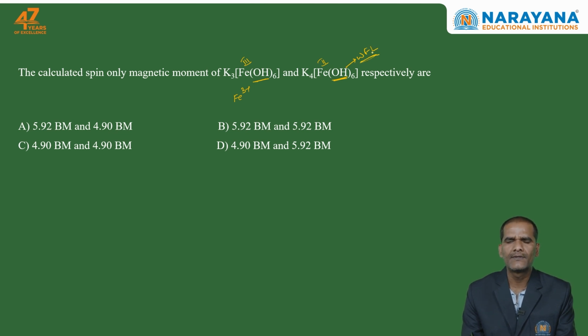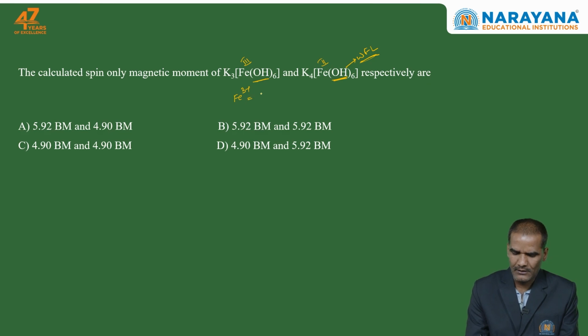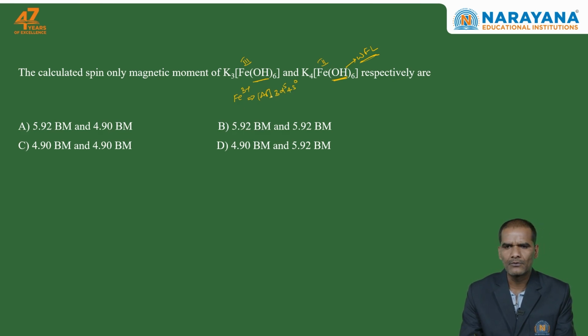In case of weak field ligand there is no pairing of electrons. So for iron 3+ the electronic configuration is argon 3d5 4s0. 3d5 means there is no pairing of electrons, all are unpaired electrons only. So we have 5 unpaired electrons, and 5 unpaired electrons means the spin-only magnetic moment mu value should be 5.92 Bohr magnetons.